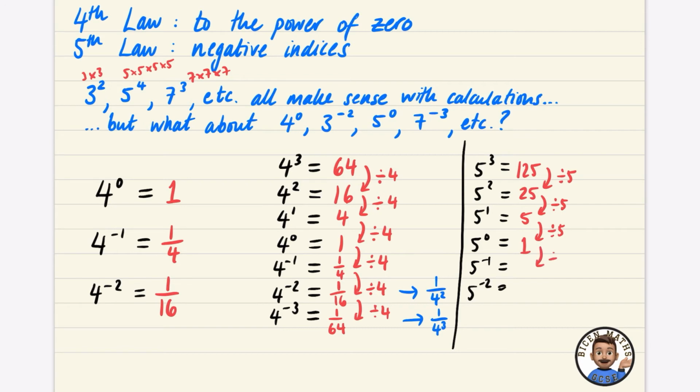I'm going to divide by 5 again, which is a fifth. And if I divide by 5 again, I would get 1 over 25. Now, 1 over 25 is the same as 1 over 5 squared. So hopefully we're seeing this pattern of things that we've got here.